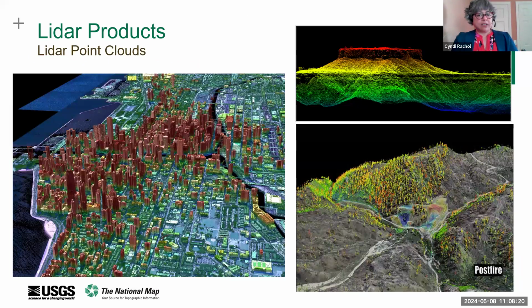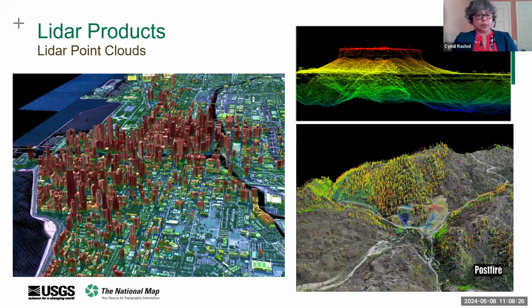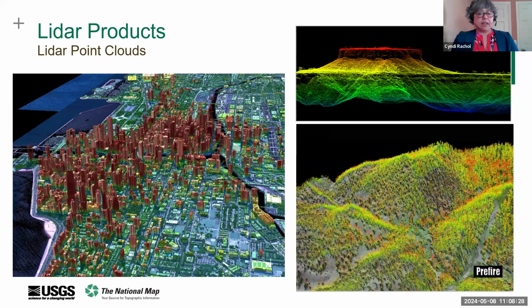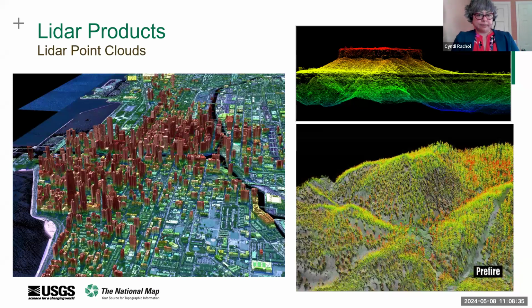LiDAR data are gathered as a dense collection of points with X, Y, and Z values. Collectively, these points are referred to as the point cloud. The illustrations that you see here portray different features that are represented by point clouds.